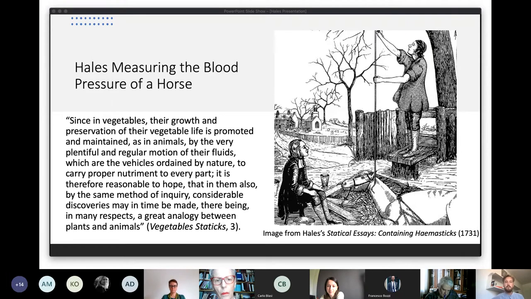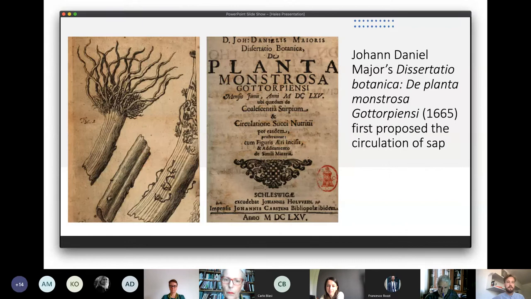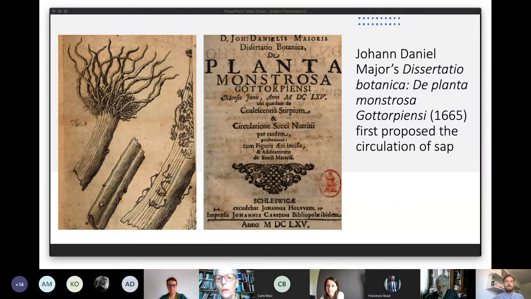This emphasis on the shared fluids in plants and animals and their regular motions is significant because it shows how subtly Hales departed from the near consensus that sap circulated in plants as blood does in animals, a consensus that, as noted at the outset, Grew was the first to challenge seriously. In terms of this consensus, the hypothesis that sap circulates was first proposed by Johann Daniel Major in his 1665 Dissertatio Botanica. He was building on William Harvey's work, and his work was then developed by prominent early Royal Society members, including John Beale, John Ray, and Francis Willoughby.